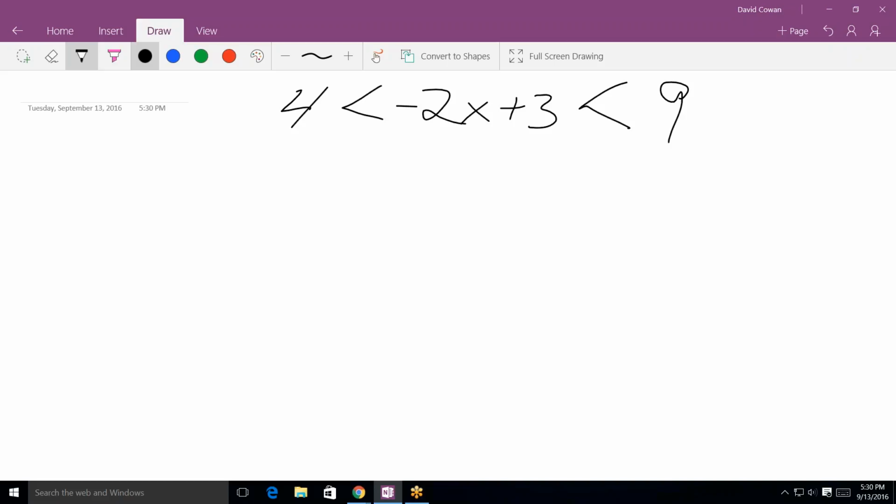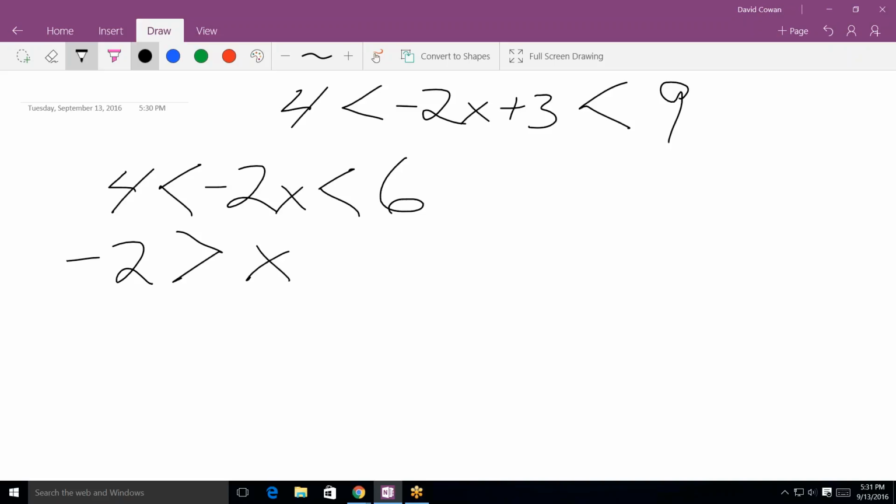Okay. What's their next step? And then the next line they did was 4 is less than negative 2x is less than 6. So they're solving it all in one thing. Okay. Yeah. And then it's going to be negative 2 is greater than x is greater than negative 3. Very good. Negative 2 is greater than x is greater than negative 3.